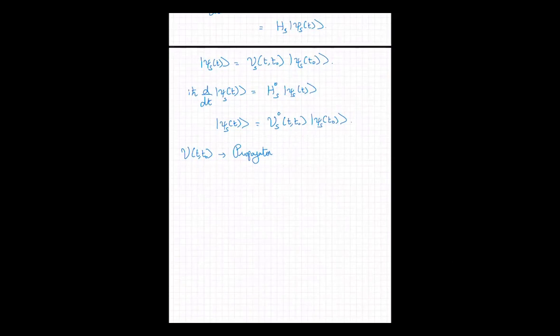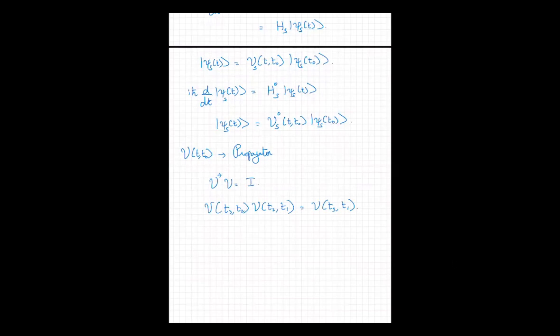So the propagator is a unitary operator, which means U dagger U is always identity. Now it should also be obvious to you that if I take the system from, let us say, time t3 to t1 and t2 to t1, this is equivalent to taking the system from t3 to t1. Basically I'm piecing up my time evolution from t1 to t3 in two steps. I go from t1 to t2 and t2 to t3.